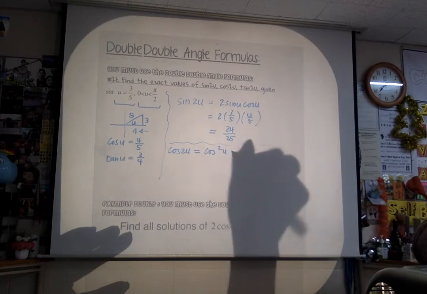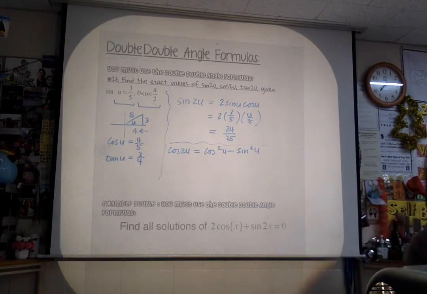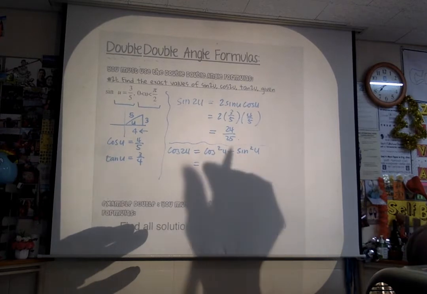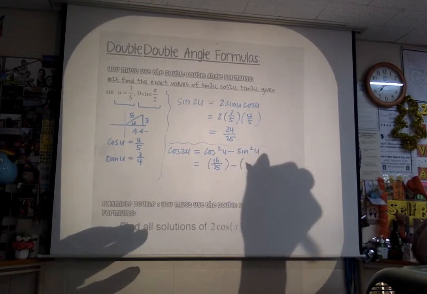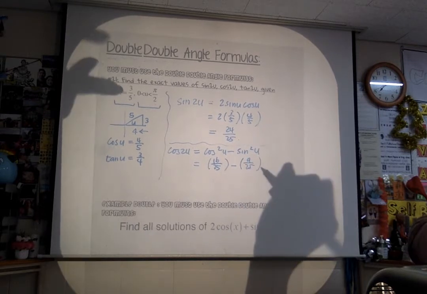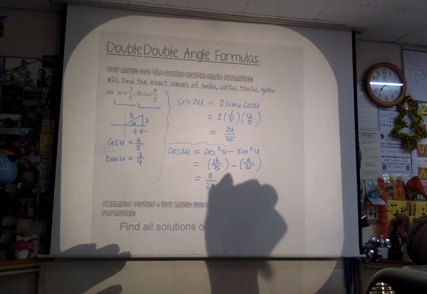And I know you're trying to debate which one you should use. You're going to be able to play around with that a little bit. Listen, you're going to know later, after you've done a few, which one is best for this situation. So this one is 16/25 minus 9/25, because I'm just taking these sines and cosines and squaring them. And you should get 7/25.